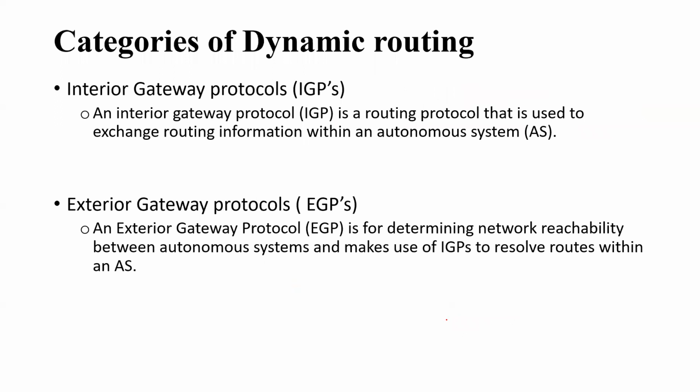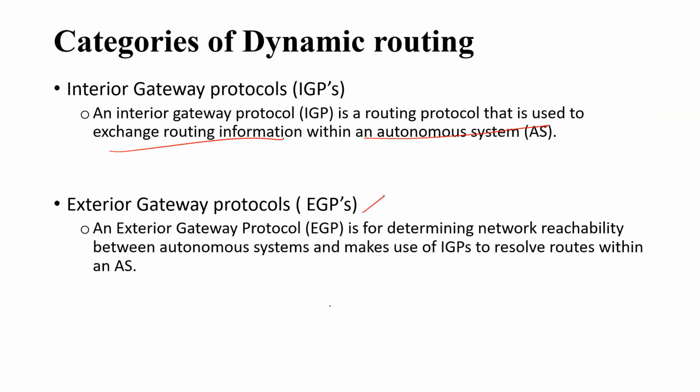This is what it is. We were discussing interior gateway protocol and exterior gateway protocol. Interior gateway protocol is a routing protocol that is used to exchange routing information within the autonomous system. It means within an organization, something like that.